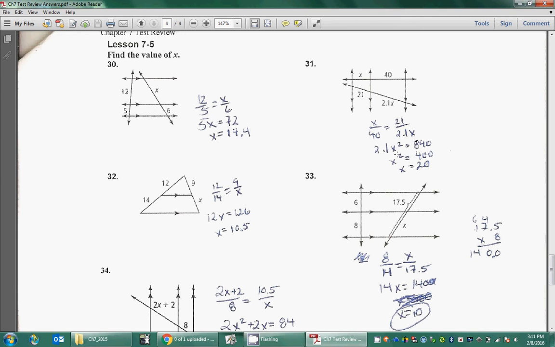Remember, when you've got a squared, you can either factor, or in this case, since there's no regular x term, you can just take the square root.